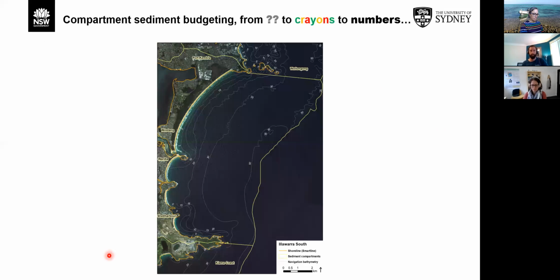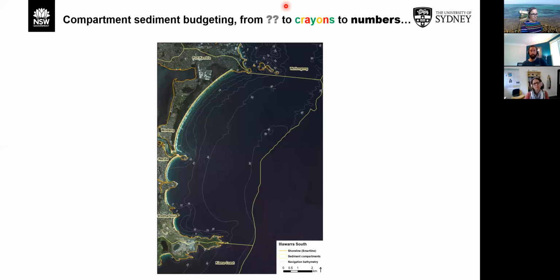So the final slide just here, really the ultimate summary of all of this work, is we want to come up with compartment sediment budgets, or what might be called total sediment budgets elsewhere. So not just alongshore, but across shore, within and between our sediment compartments.